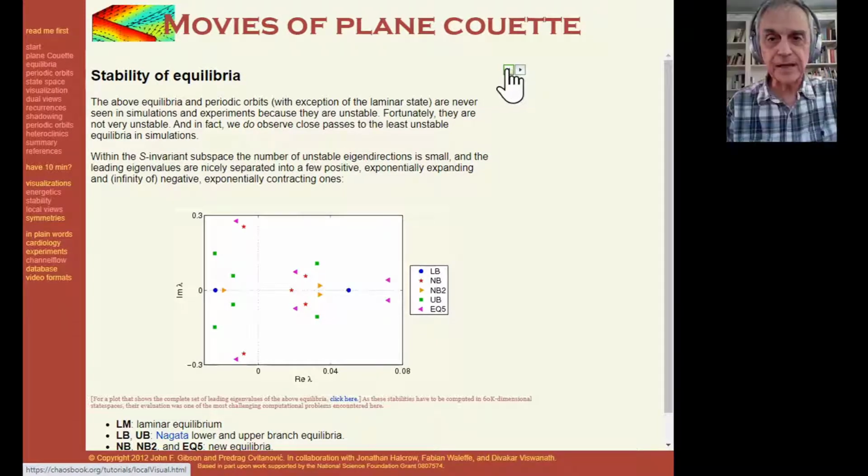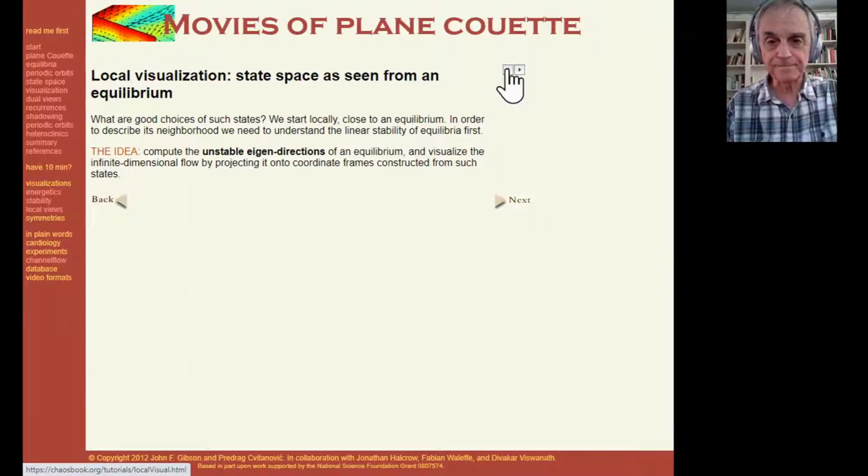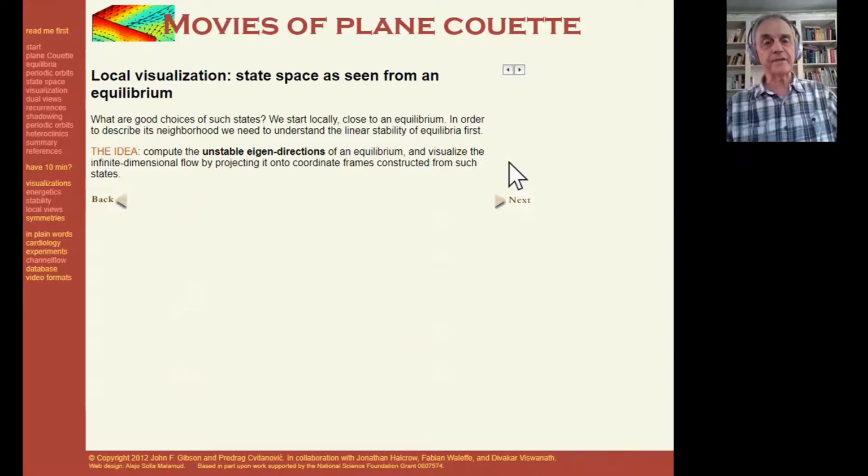I'll show you its placement soon. So this was local. Basically, we chose as the origin the equilibrium point itself. And then we chose as a plane a complex pair of eigenvectors that span a plane. You learn this looking at instabilities in lower dimensions.